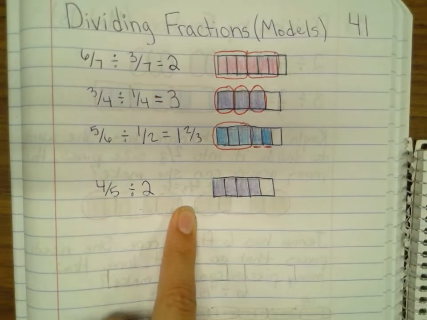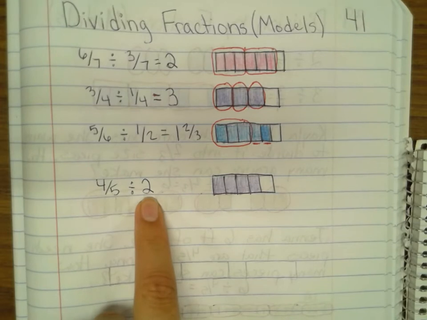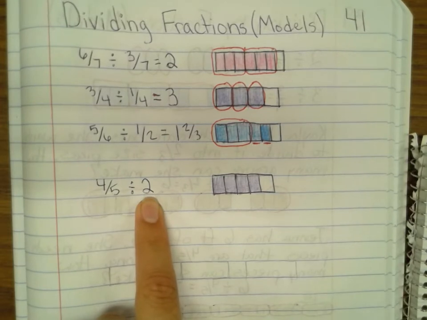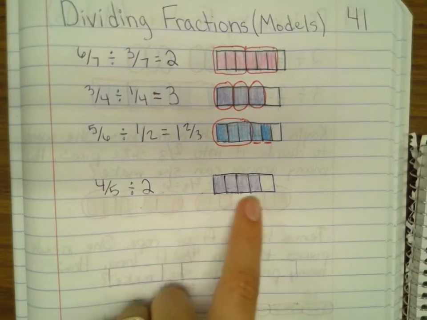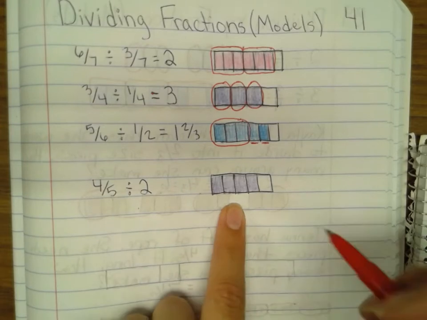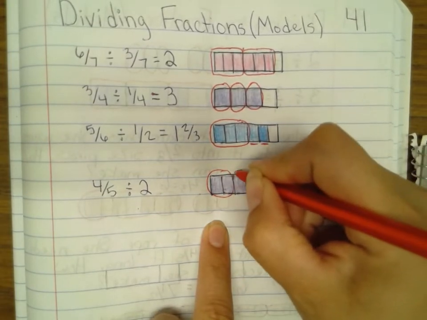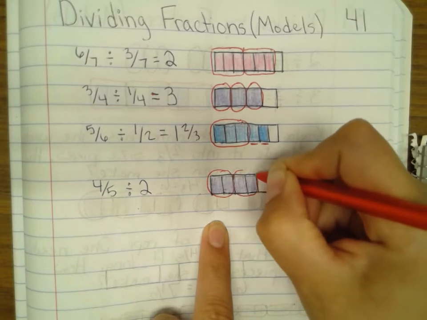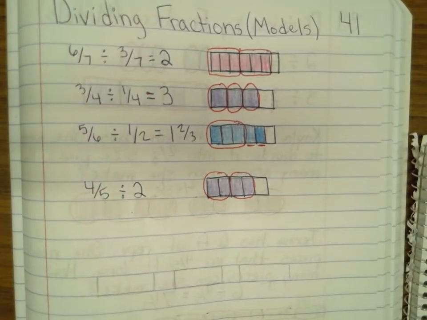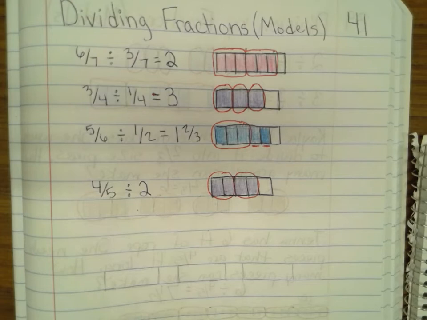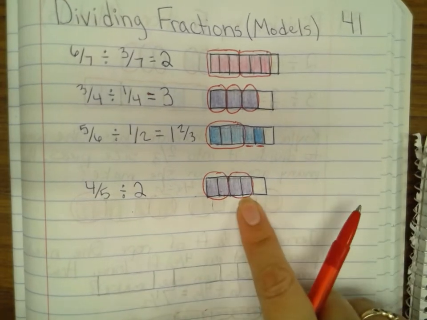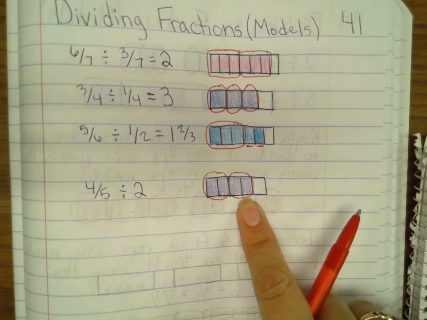Okay, 4/5, and I'm dividing it into 2 groups. So here, I'm not counting off 2, I'm counting off to 2 equal groups. So if I have 4 of them and I'm splitting them into 2 equal groups, that would leave me 2 pieces for this group and 2 pieces for this group. Now this one's just a little bit different. I want 2 groups. Now my question here is, what is in each group?